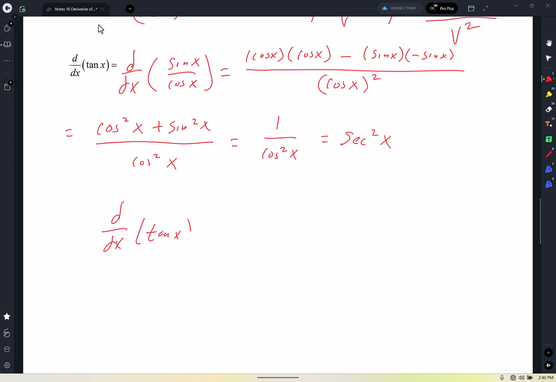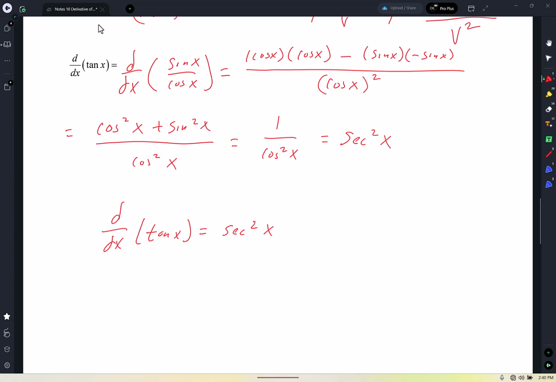So from now on, the derivative of tan x is simply known as secant squared x. Say it with me. Derivative of tan x is secant squared x. All right, one more time so the fans can hear you. Derivative of tan x is secant squared x.